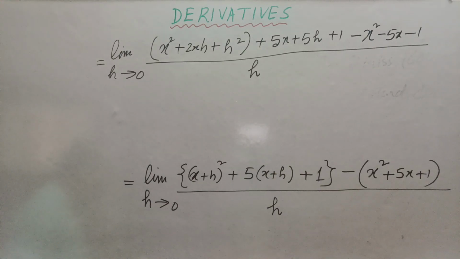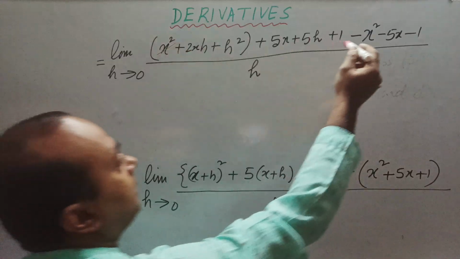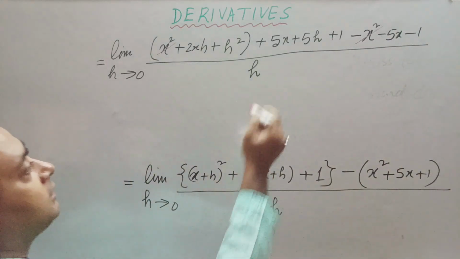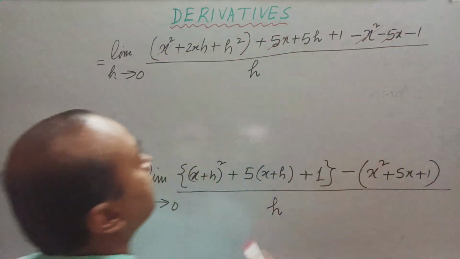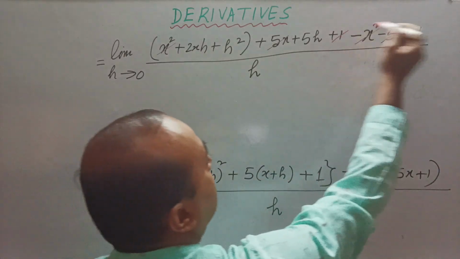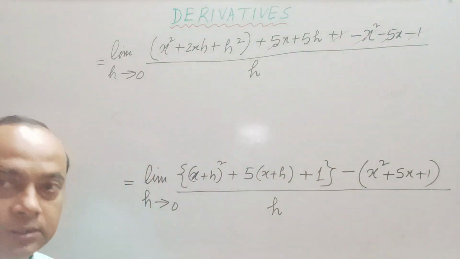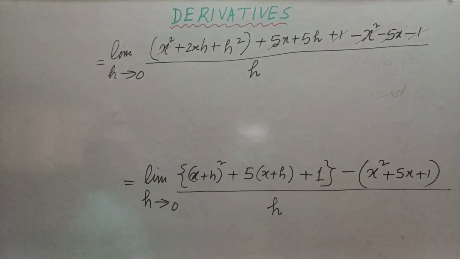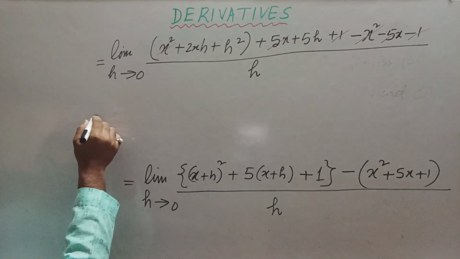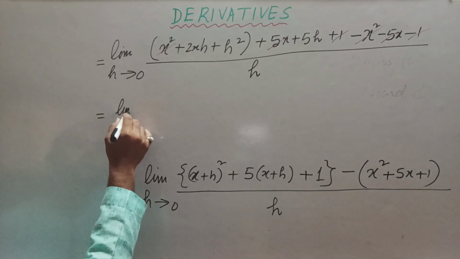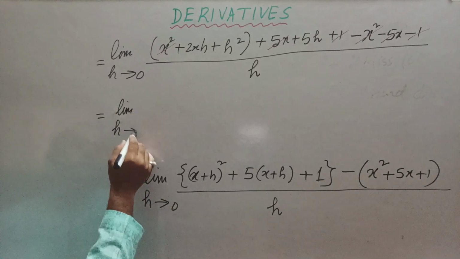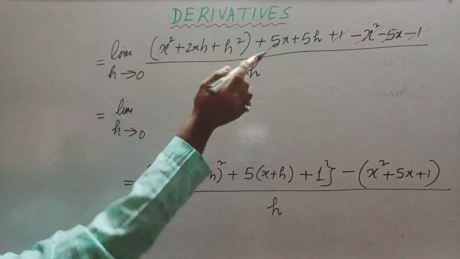Now look at the expression in the numerator carefully. We see that this x square will get cancelled. This 5x will get cancelled. And this 1 and 1 will get cancelled. So what is left out? Let us have a look at it. Limit of h tends to 0. This x square is gone.